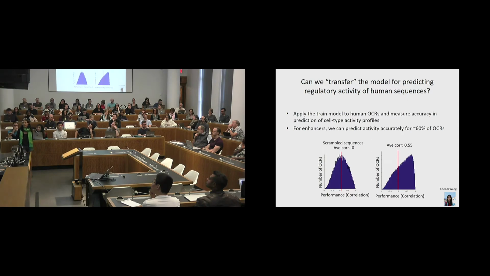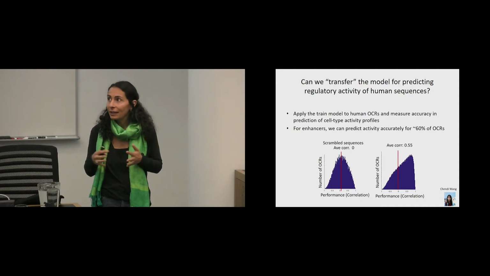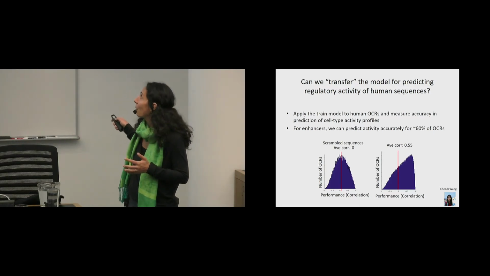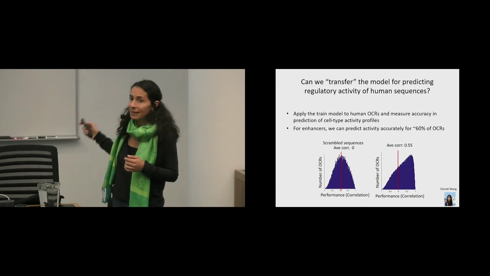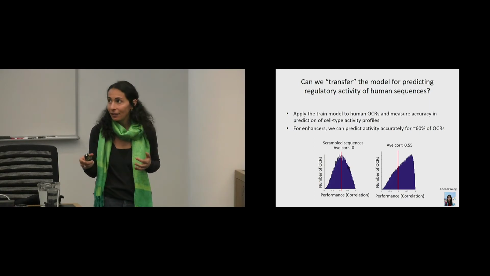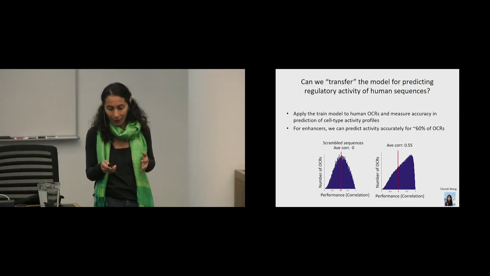So this is the performance of the model, again, measured in terms of correlation between the ground truth and the model's prediction across the 20 or so OCR cell types that were shared by mouse and human. You can say the average correlation is 0.55, but there are many OCRs that are predicted really well. So if we see a sequence, we know which cell type it's going to be active in. And then you can compare that with shuffled sequences. If we take the human sequences and shuffle them, the prediction really goes away. So there's nothing there, but on the real data, there's structure that we are capturing using mouse data alone.